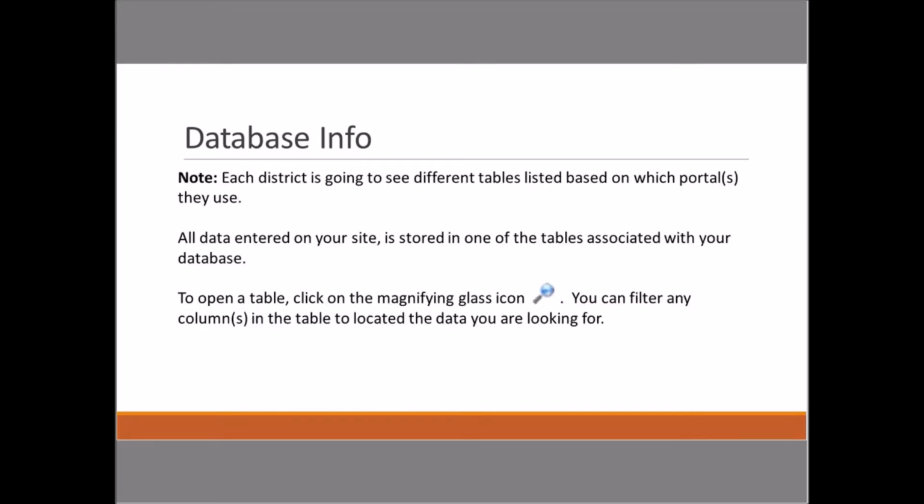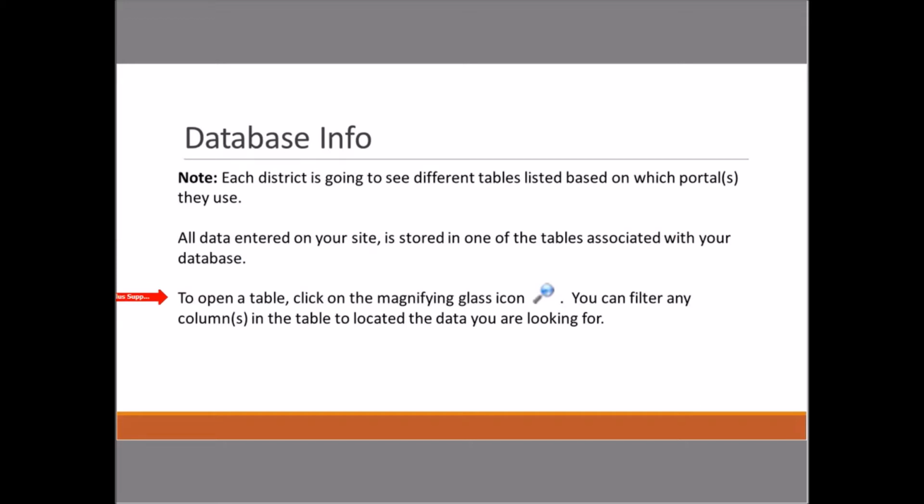Like I said, each district is going to see different tables based on which portal or portals they're using. Any data that you add to your site ends up in one of the tables associated with your database. Anytime you input data, it doesn't matter where you are in the system, data ends up in a table. The tricky part is knowing which table to look in to find the data. That's what we're going to spend a little time on today, getting you familiar with where to go to find things. That's like the document I created that I'll send out at the end of the webinar today.